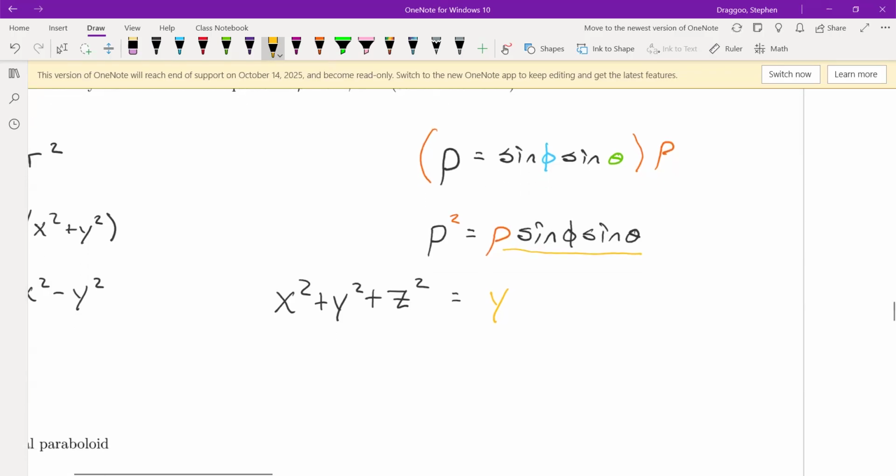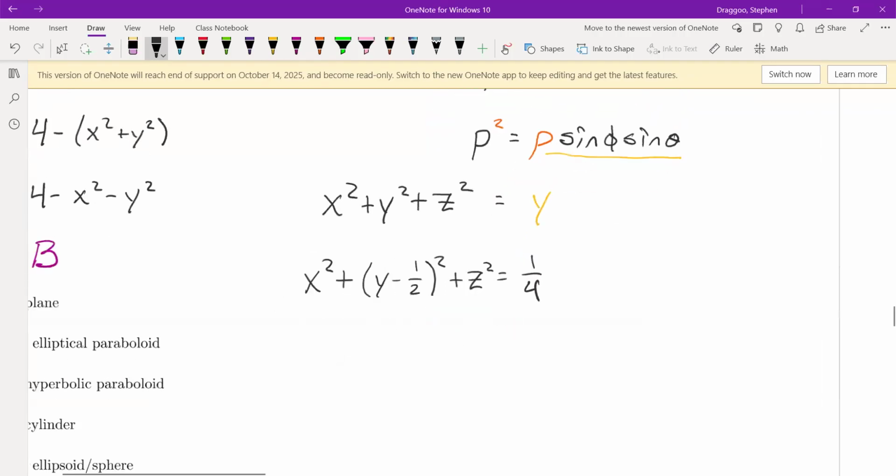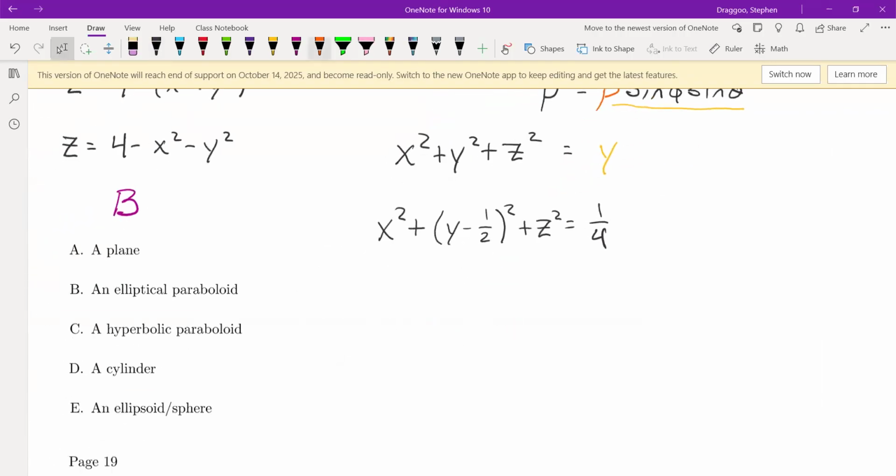And then I can simplify this equation by completing a square. I would get x squared plus y minus 1/2 squared plus z squared, and in order to complete my square, I would have needed to add 1/4 to both sides. So I think from that equation, I can recognize this thing as a sphere. Option E.